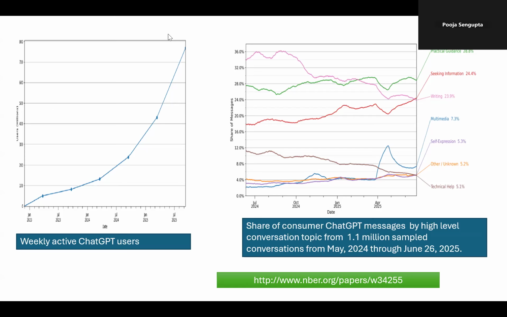The red line, which says seeking information, this is generally talking about people putting in prompts to seek information about a number of different topics, that's about 24.4% of the total users. And here we are talking about the share of consumer ChatGPT messages broken down by these different headers from 1.1 million sample conversations between May 2024 through June 26, 2025.